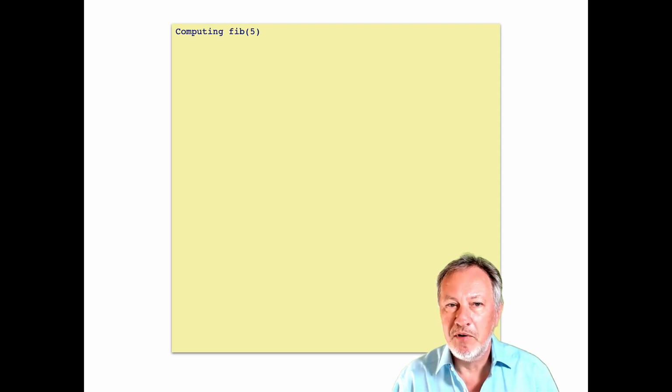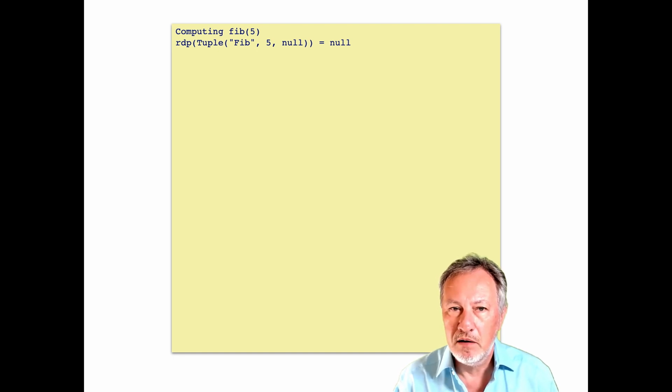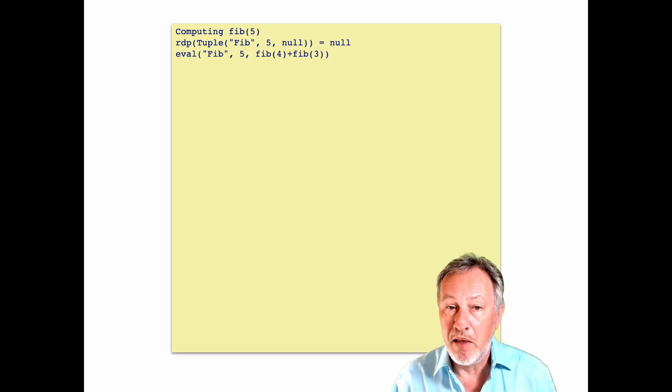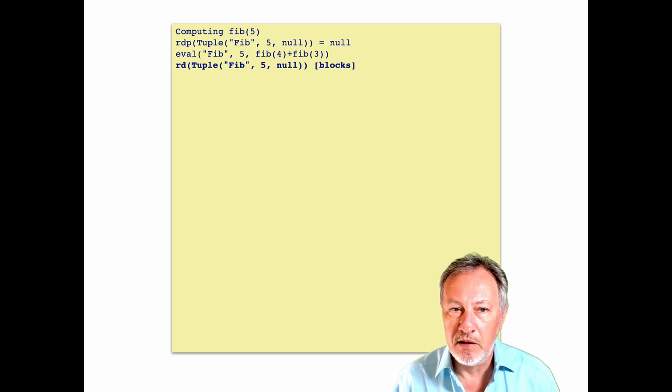When we run this implementation, this is what happens step by step. And here we'll just use a small number of Fibonacci numbers so that we can see what's happening. First, we would like to compute the fifth Fibonacci number. So we do a read for the fifth Fibonacci, find that there's nothing there. So we have to evaluate Fibonacci of 4 plus Fibonacci of 3. This spawns a new process, and then we'll try and read from the tuple space the value that will be created, but that's going to block.